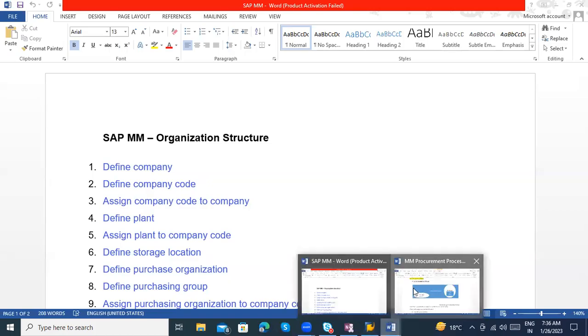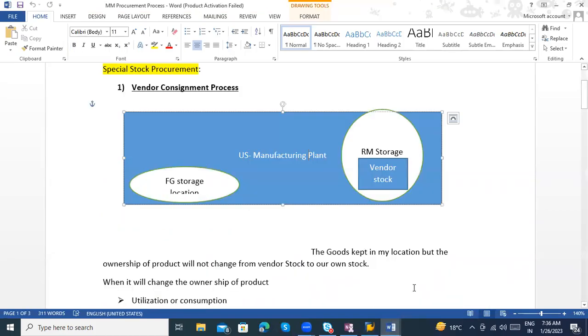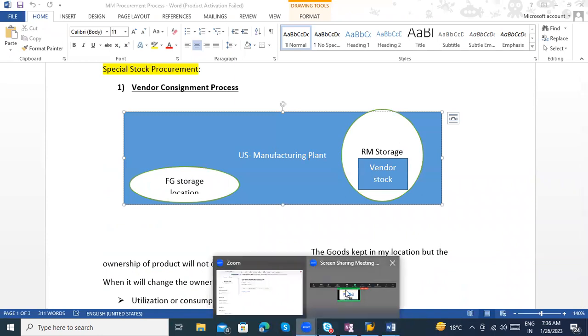Okay. So you can see in that diagram, there is one plant, under this plant. Have you started sharing? Because I can't see your screen. Okay. Oops. Okay. Now I can see, yes. Now let's check again whether recording is happening or not.